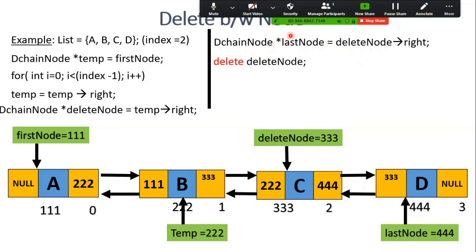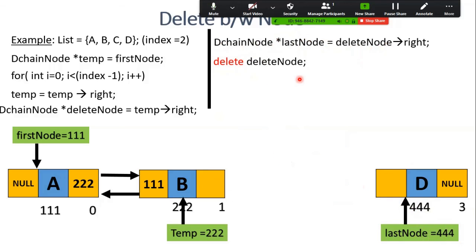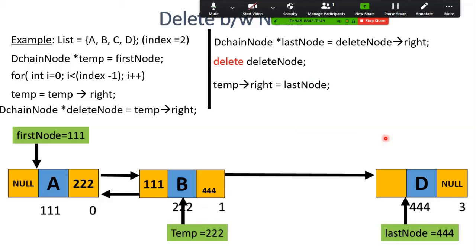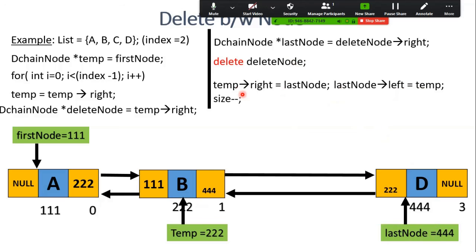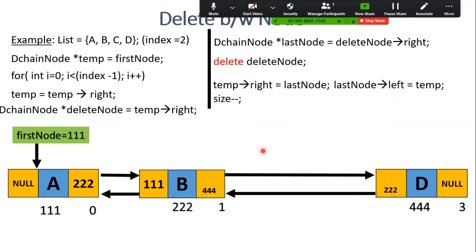Now I can delete C node using delete operator. So I use the delete operator, delete the C node. It is done. So once I delete this, I have to establish link between B and D. So let us take the forward link. Temp of right should be equal to what? Last node. What is the last node address? 444. Forward link is done. Next reverse link. Last node of left is equal to temp. So reverse link is established. So after establishing the forward link and reverse link, decrement the size. Why? Because we have removed one node from the chain. So this is how we can delete a node between two nodes. I hope you are clear. Thanks for watching.